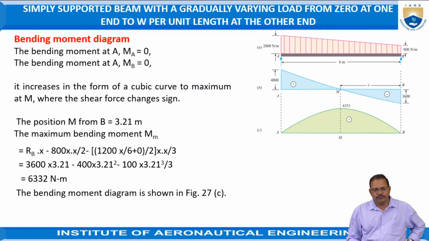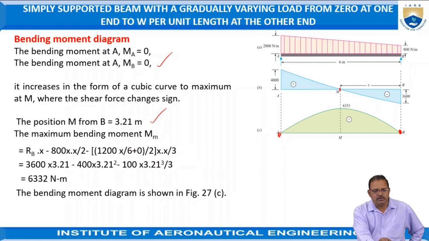Bending moment diagram. The bending moment at A is equal to 0. The bending moment at B is also equal to 0. Now determine the bending moment at the point M, where the sign changes from positive to negative. The bending moments at A and B we already got. It increases in the form of a cubic curve to a maximum at M, where the shear force changes sign. The position of M from B, already determined, is 3.21 meters.